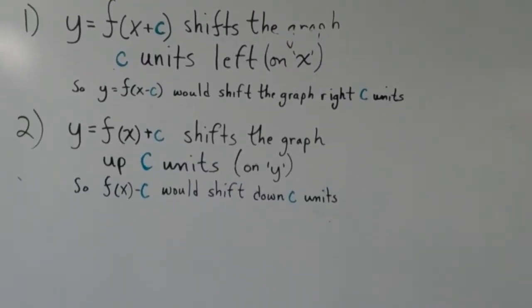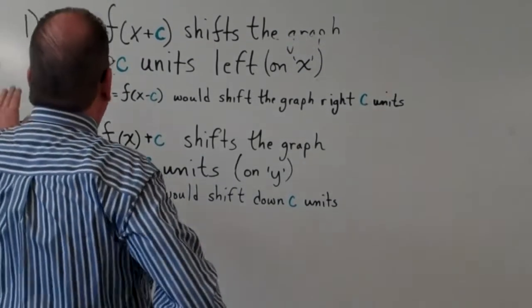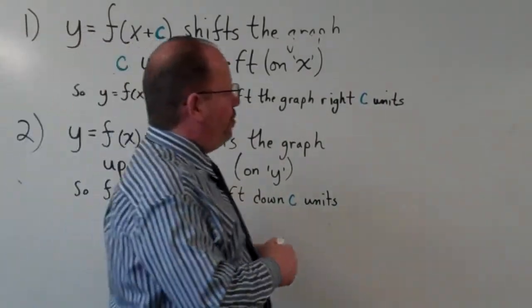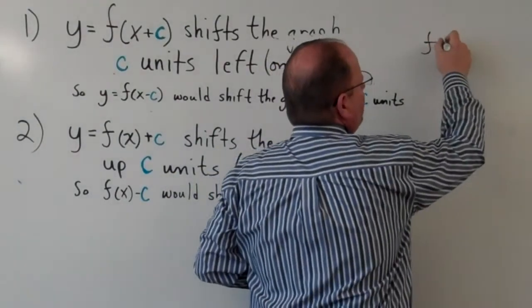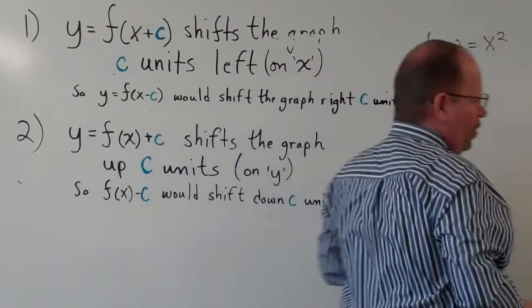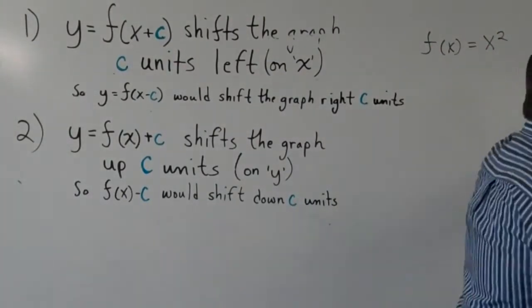Okay, graphing by translation, part 1. We're going to see that if we have f of x, let's just begin with f of x equals x squared. We know that that's a parabola.